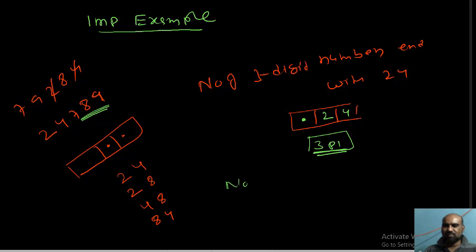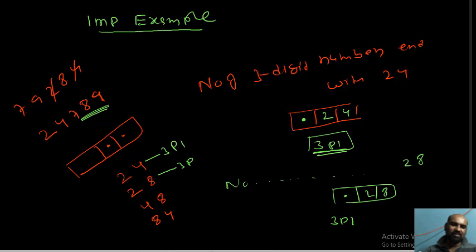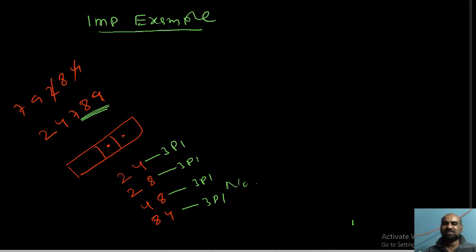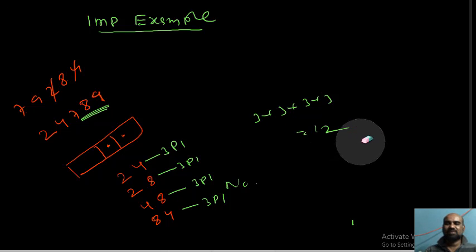Next, the number of 3 digit numbers that end with 28. Same way, 28 is fixed, just fill one blank with 3 choices, another 3p1. End with 24 is 3p1, end with 28 is 3p1, end with 84 is 3p1. So the total number of 3 digit numbers divisible by 4 is 3 plus 3 plus 3 plus 3, that is equal to 12. There are 12 three digit numbers which are divisible by 4. I hope you people understood.